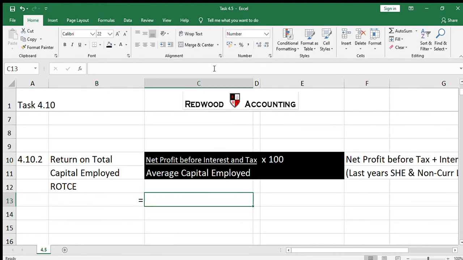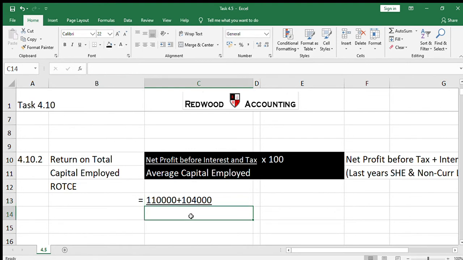Okay, so the net profit before tax has been given to us in the question, 110,000. And the interest on loans has also been given to us. Now, usually the interest is subtracted to arrive at the net profit. So now we're going to add it back in order to remove the effect of the interest. So we have 110,000 plus 104,000 for the numerator.